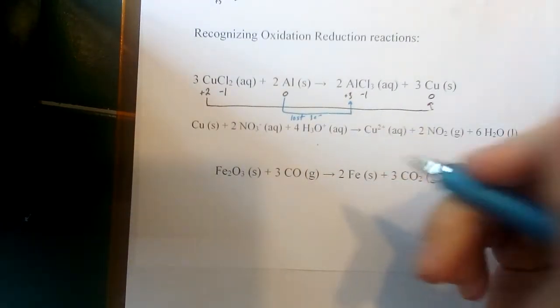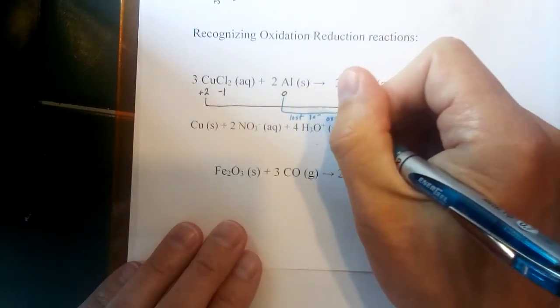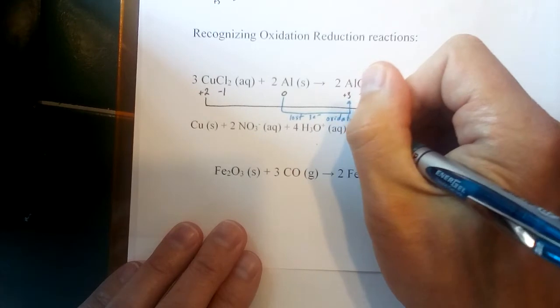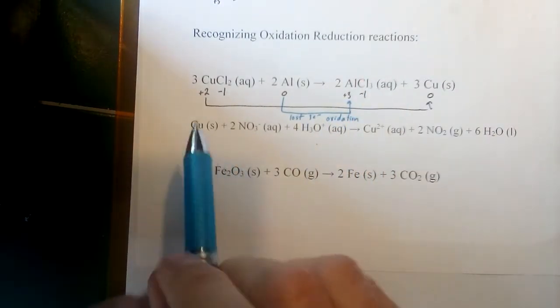Remember, Leo the lion says GER. LEO, loss of electrons, is oxidation. So we would describe the aluminum here as the oxidation in this reaction, or being oxidized.